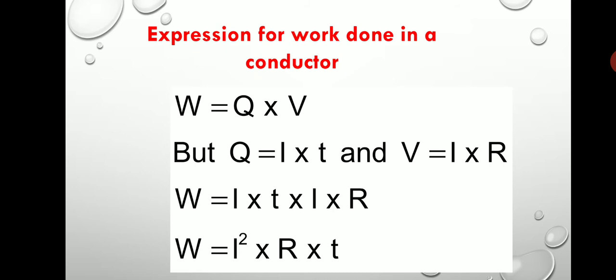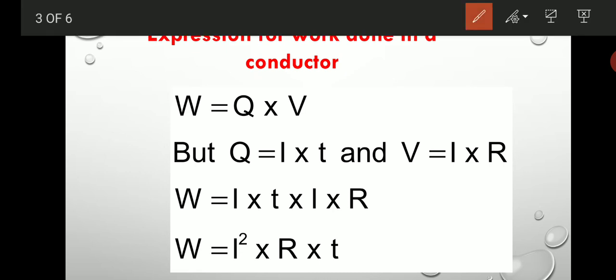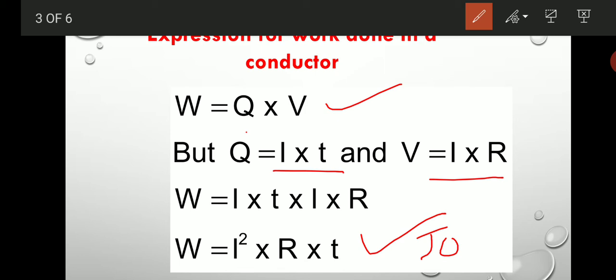Okay, expression for work done in the conductor. So work done is equal to the product of Q into V, where Q is I times T and V is I into R. So when you substitute all these terms in Q and V, we get I square R into T. So this is also called Joule's law. Okay, remember Joule's law.